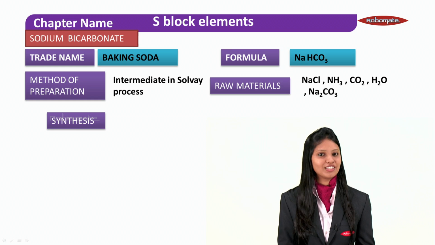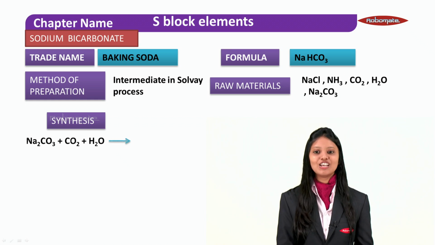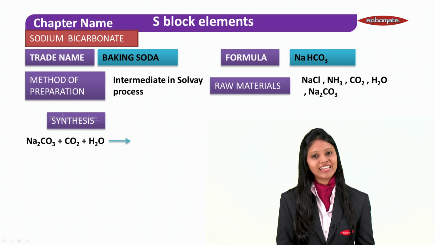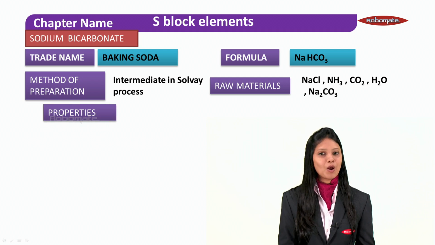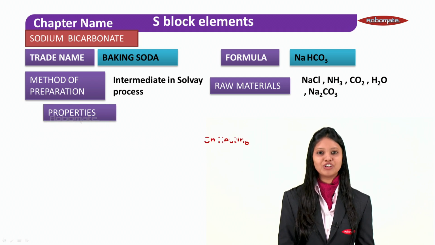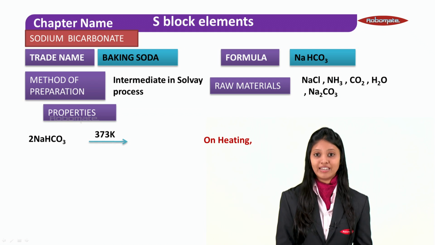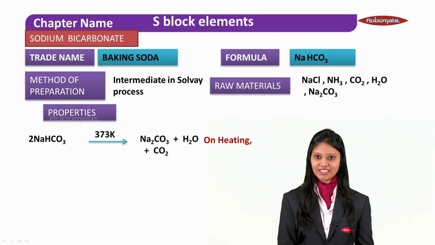When we talk about synthesis of sodium bicarbonate, it involves only one step, and that is sodium carbonate plus carbon dioxide plus water gives us sodium bicarbonate. This is an intermediate step in Solvay process. Let's see the properties. Properties of sodium bicarbonate. The first property is on heating. When we heat sodium bicarbonate at 373 Kelvin, there is formation of sodium carbonate, water and carbon dioxide.